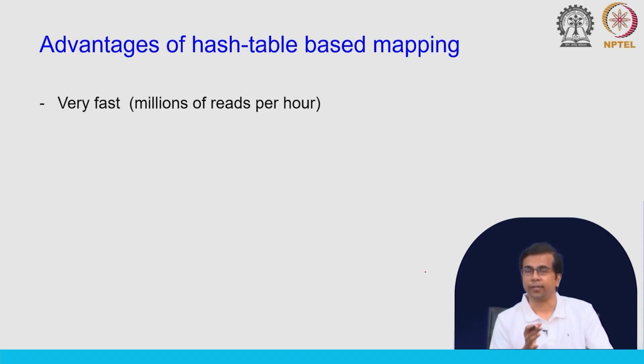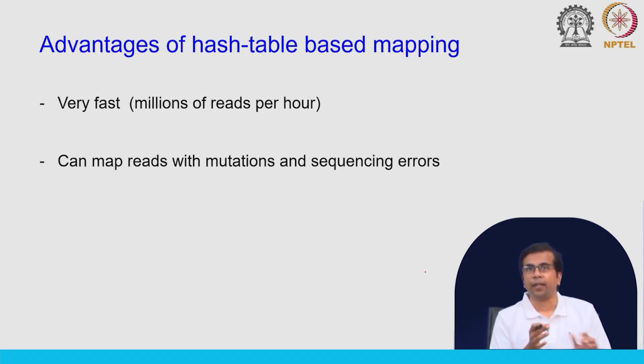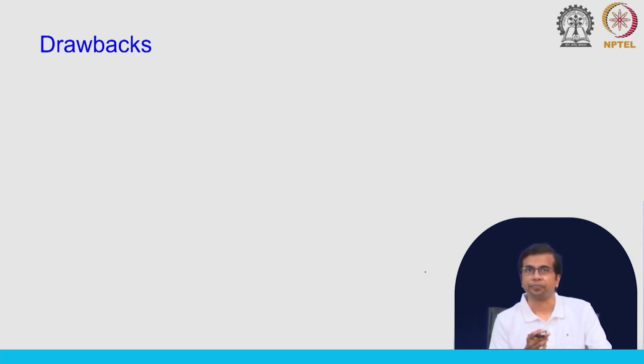This is very important for us, and it can map reads with mutations and sequencing errors, as we have just described. We have seen that even if you have mutations or some sequencing errors, they generate mismatches with the reference sequence. This process can easily handle those, because we are working with a large number of seeds from the read. Maybe some of them will contain mutations, but the rest will match perfectly to the entries in the hash table. So that allows for this mapping process.